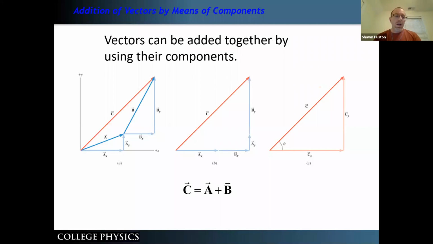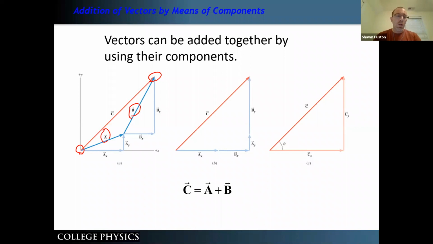Now I can add a vector A and a vector B together. And you guys can see that we've done this graphically. We put the tail of B at the head of A, and then what did we do? We drew another vector from the beginning of A all the way to the end of B, and that's our vector C. So literally C is equal to A plus B. Now that's great. I've done it graphically, but I can also do it with components.